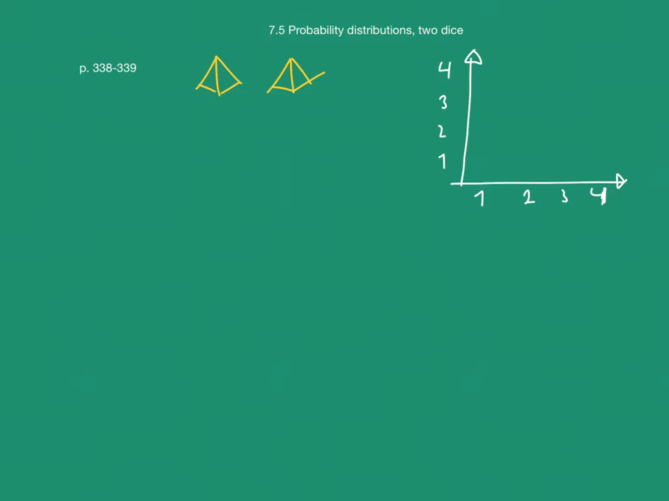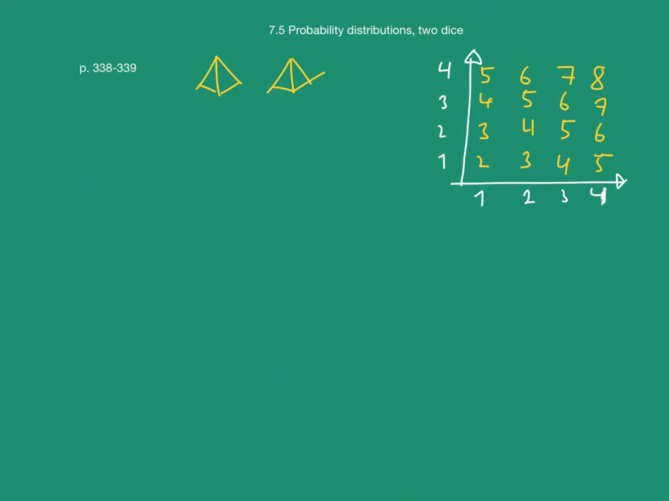Okay, so we're looking at the sum of the 2 dice. So this is going to be 2, 3, 4, 5, and then 3, 4, 5, 4, 5, 6, 5, 6, 7, and 5, 6, 7, 8.